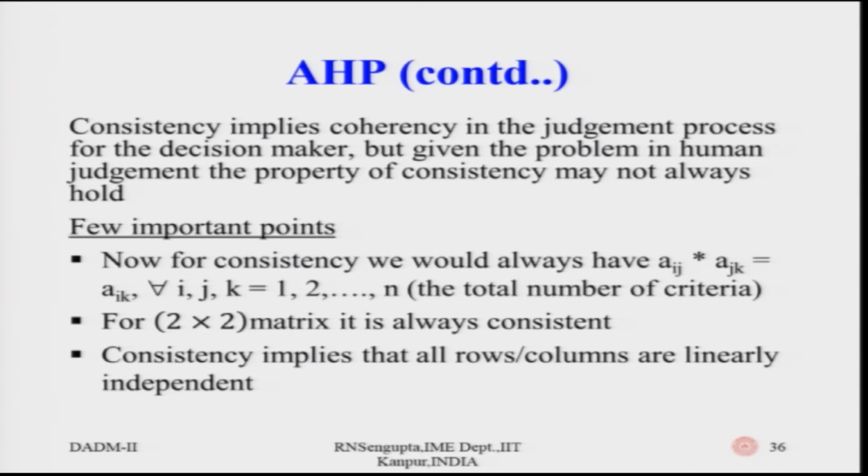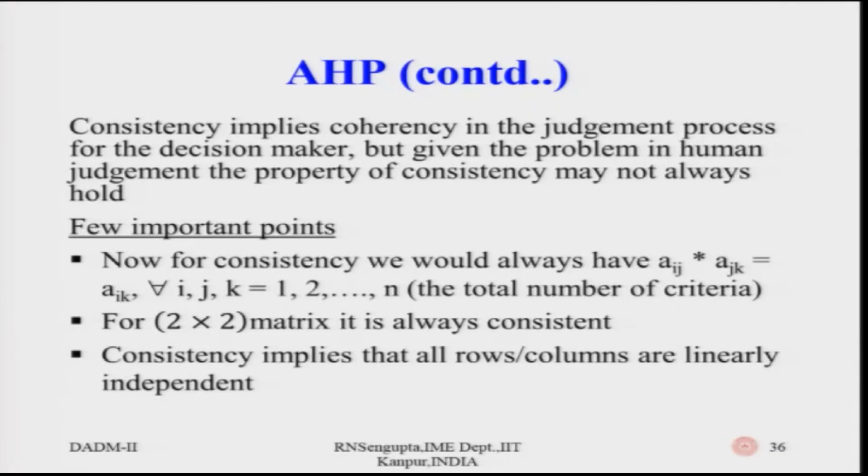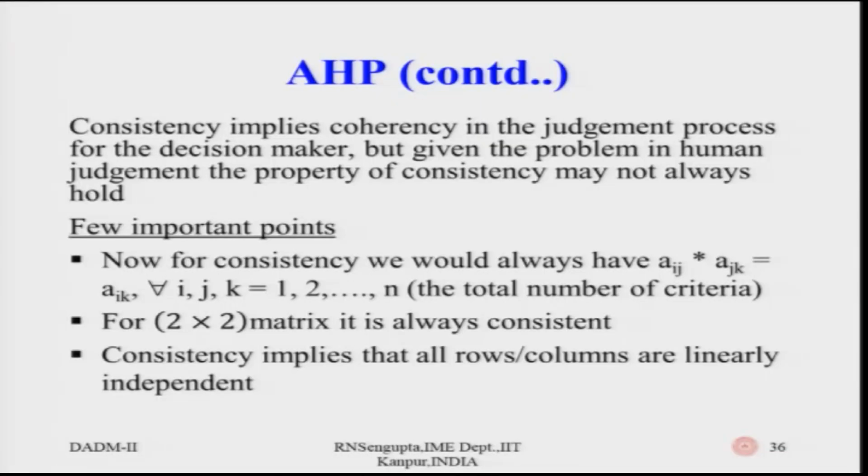Now, for consistency we would always have, if you remember, the I, J, K suffixes, and the numbering was depending on the number of criteria and number of alternatives. So, if you have I, J, K running from 1 to n, and you find out the multiplication. If you remember, I multiplied the matrix with the vectors to give the overall ranking. So, if you multiply this A I J cell with the A J K cell, the values give us the total number of such scores, addition of the scores.